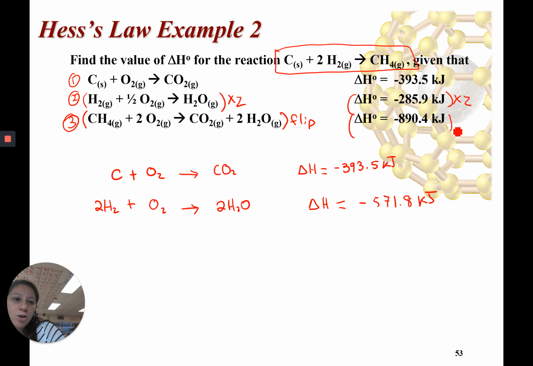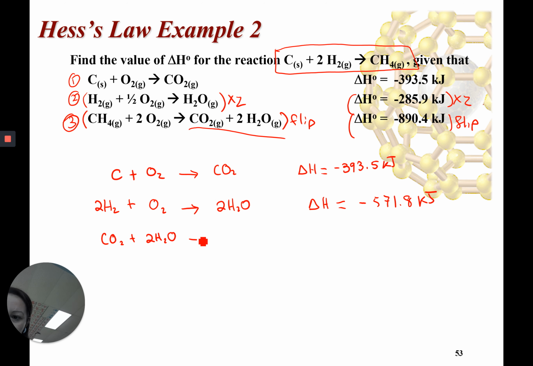Whatever you do to the equation, you do to the delta H. What does flipping the equation mean? That means that you reverse it. So you look at the reverse reaction. That means the reactants become products, the products become reactants. So we're going to rewrite equation 3 flipped. So my products are going to be my reactants now. So CO2 plus 2H2O yields CH4 plus 2O2.